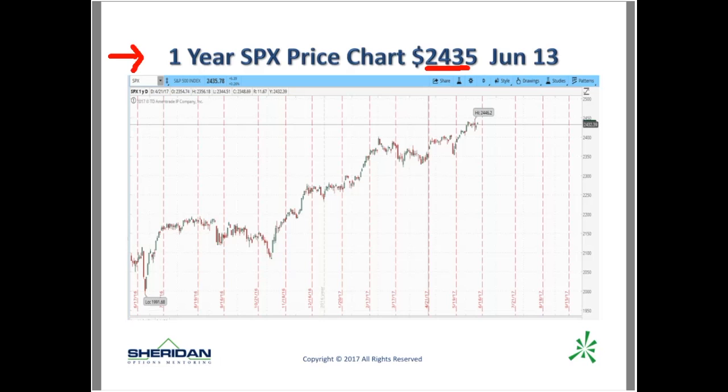Are we close to 24.35 right now? Where's SPX right now? Probably pretty close to that. But if you look at the 1-year price chart, again, we've been basically trending up, and now we're up at the 24.46 level.